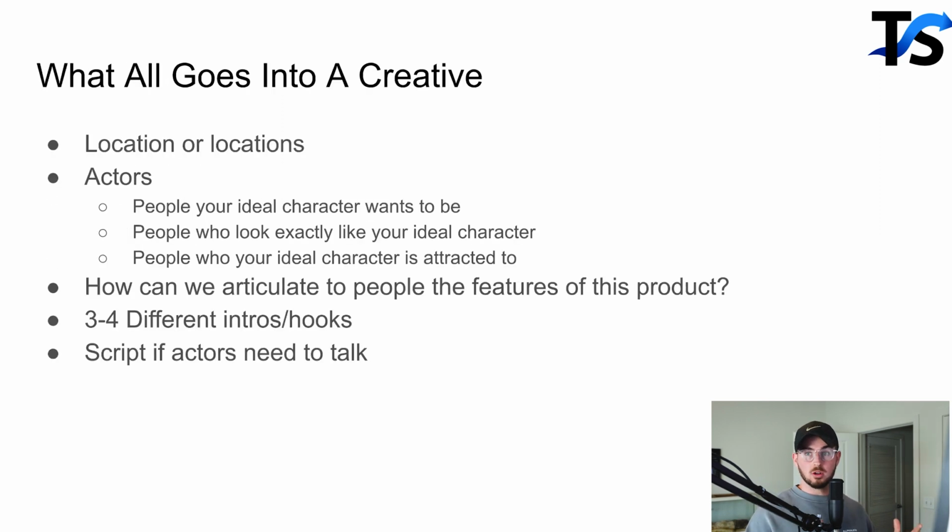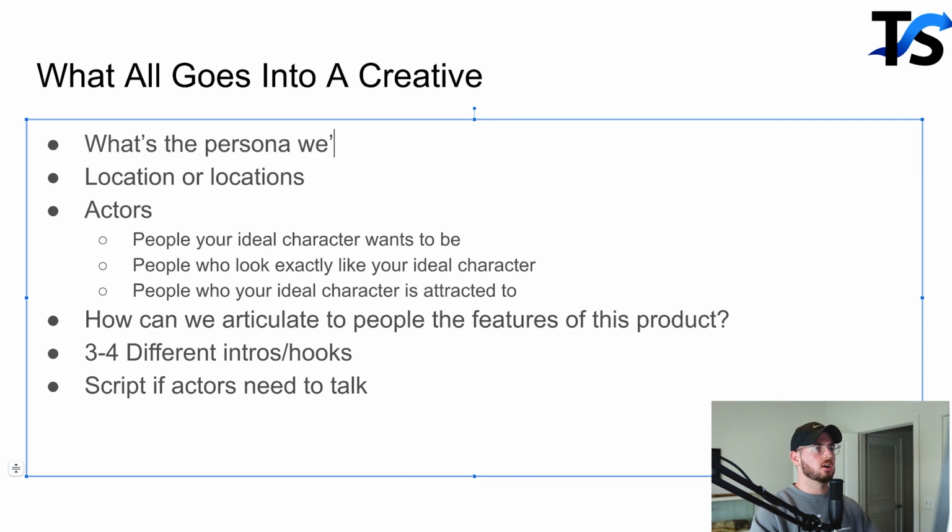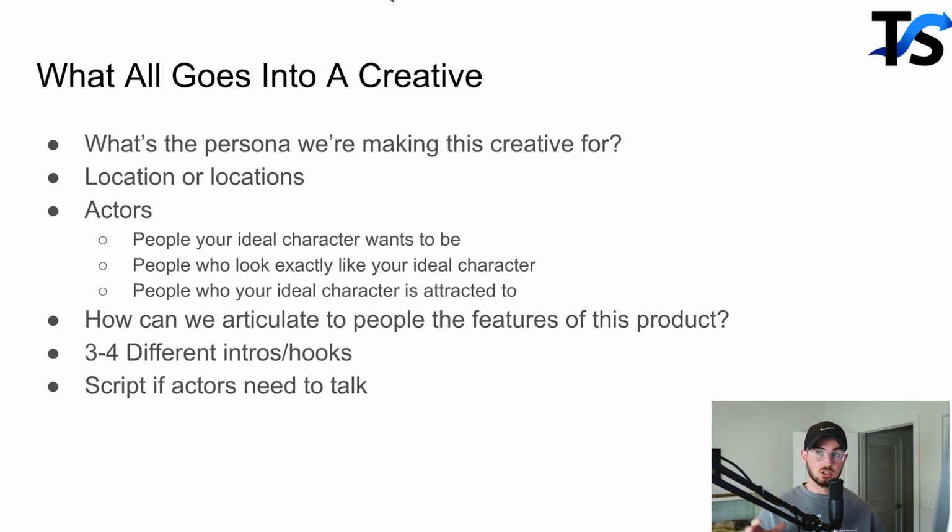Now, what all goes into a creative specifically? What's all the planning you've got to look into? So first off, you need to know who you're talking to. Who is your ideal persona? What's the persona that we're making this creative for? You have to understand that, okay? The persona from that video we just watched was a male, likely 20 to 40 year old males, USA, who like to work out or are into fitness specifically.